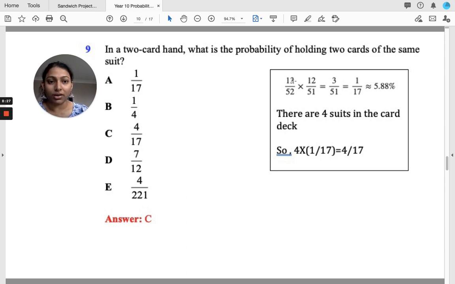So once you draw a card, which is 13 cards out of 52, that's your first card right there. Now without replacement, the deck is reduced by 1, so now you have 51. And for the same suit, you have another card reduced, so that is 12. So 12 over 51. When you multiply these two, you get 1 out of 17, right? But there are 4 suits in the deck, so you should simply say 4 times 1 over 17, which is nothing but 4 over 17. So your answer choice is C.